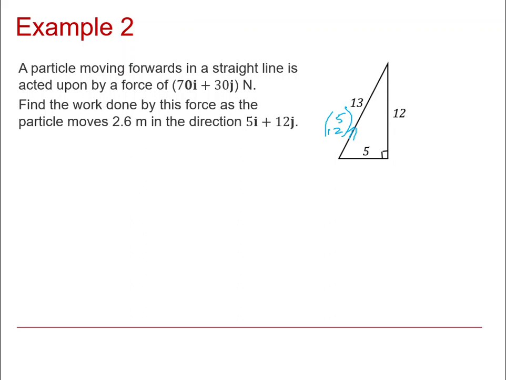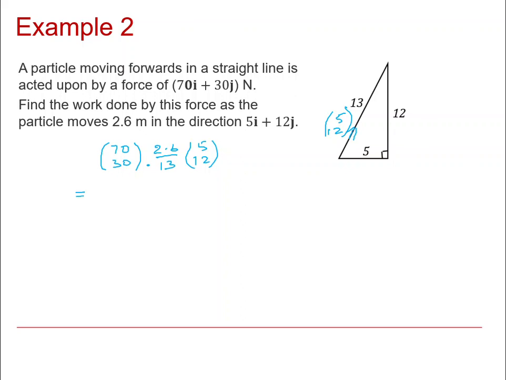So we can't simply take 70, 30 dot 5, 12, because if we do, we'll have gone too far. We need to take the fraction 2.6 divided by 13, that's how much of 5, 12 that we want to get the right length of displacement. So that's worked out then in the usual way.